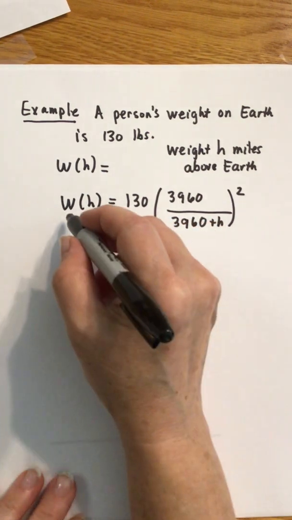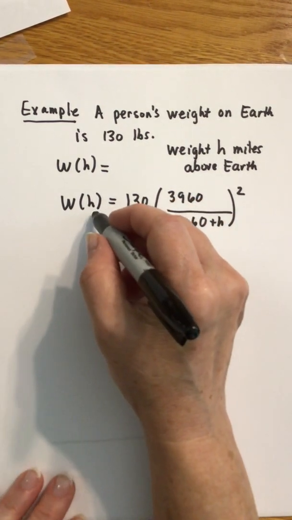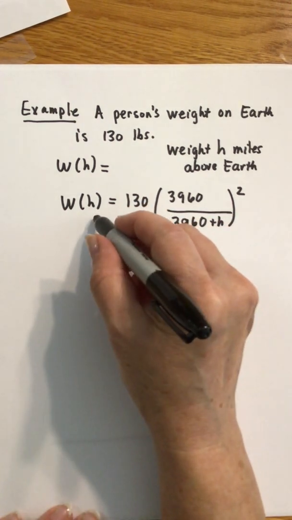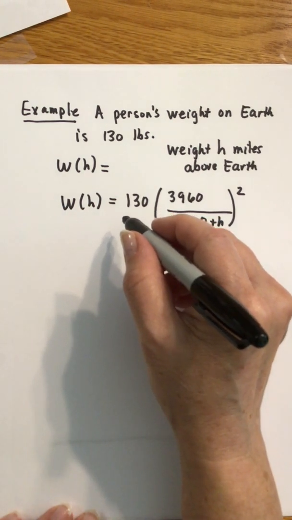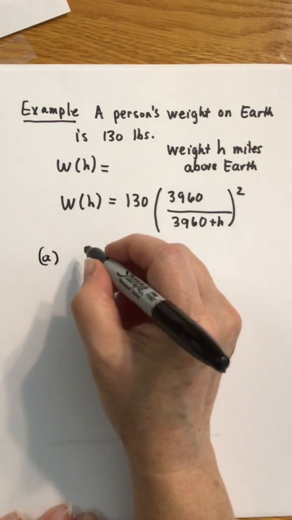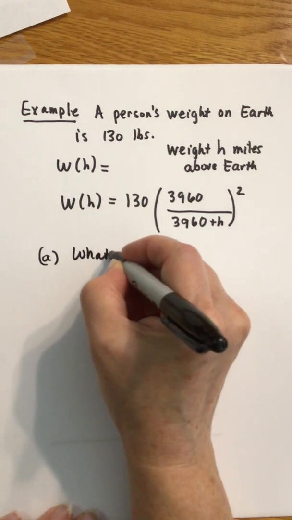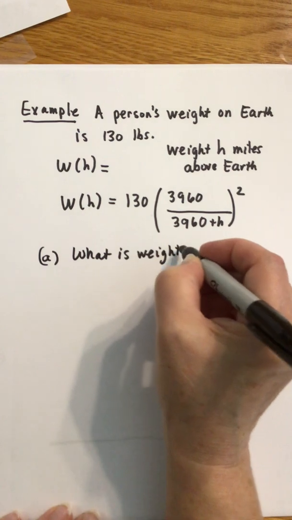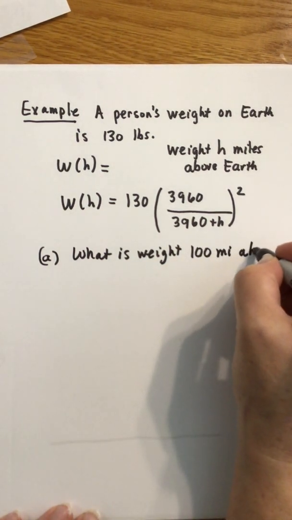Now, this stands for your weight at a given height. So weight is the W, H is the height. So this is not multiplication, this is the name of the function. W is the function notation, not multiplication. So the first question is going to say, what is the weight 100 miles above Earth?